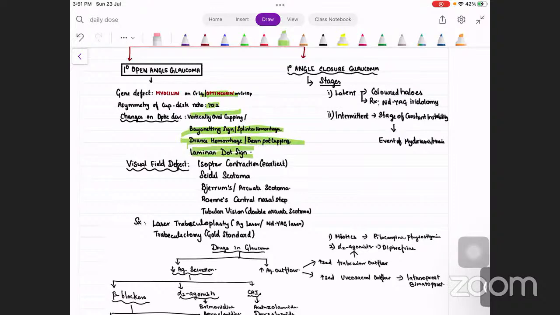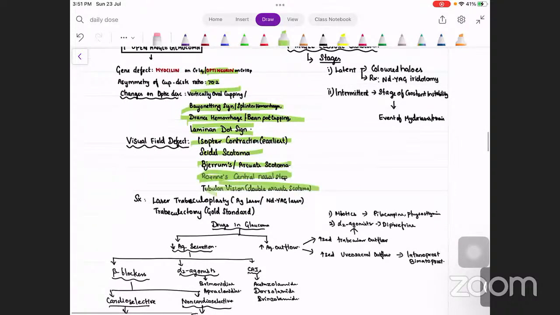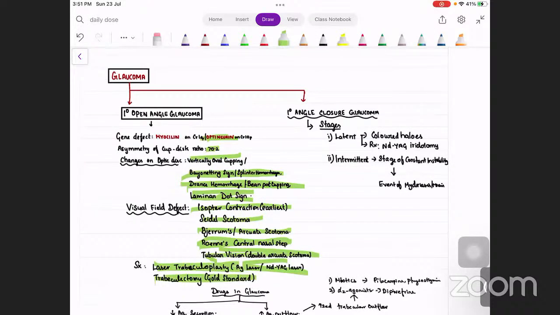Apart from that, visual field defects: isopter contraction, central scotoma, Bjerrum or arcuate scotoma, Roenne's central nasal step, tubular vision, you may see in primary open angle glaucoma. The treatment of choice is laser trabeculoplasty, and trabeculectomy is the gold standard of choice. In primary angle closure glaucoma, the latent stage has colored halos, treatment of choice is Nd:YAG iridotomy. In the intermittent stage of constant instability, the event of mydriasis will be seen.